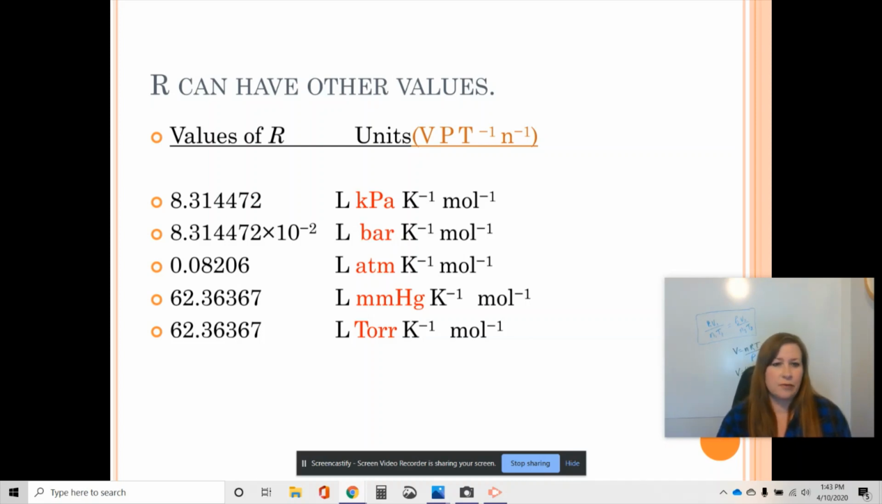But a lot of people will convert all their pressures to atmospheres quickly before starting a problem with the ideal gas law. So you can do it either way, but here's one with liters and kilopascals per mole Kelvin. Here's one with liters bars per Kelvin per mole, and so on and so forth. So you can use any of these numbers in place of R. You'll notice these last 2 are the same because, of course, millimeters of mercury and torr are the same thing.